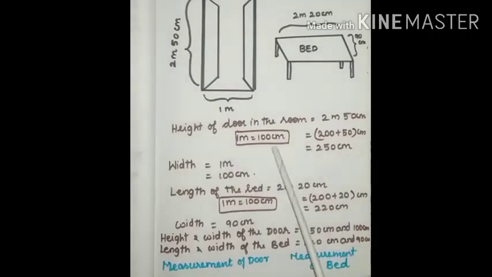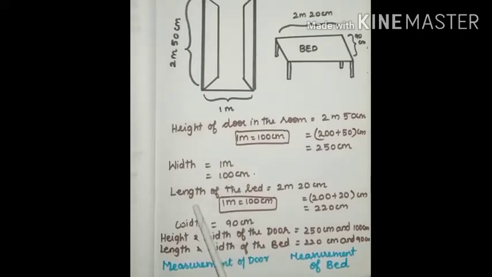1 meter equal to 100 centimeter. Then 2 meter equal to, yes, 200 centimeter. Already we have 50 centimeter. 200 plus 50 equal to 250 centimeter. And the width of the door is 1 meter. This also we have to convert into centimeter. 1 meter equal to 100 centimeter.